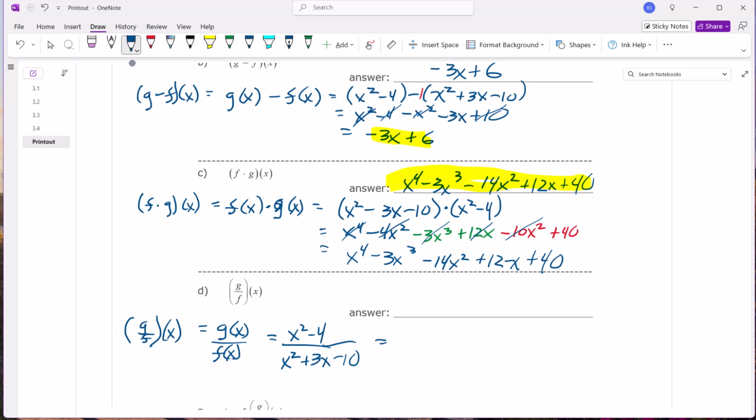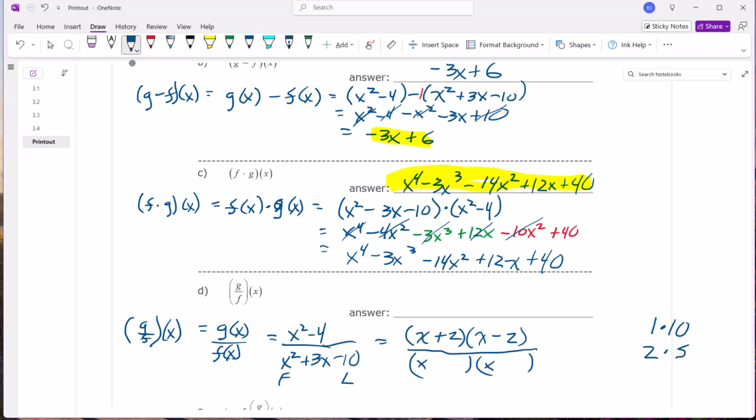So we need to factor. So the top is a difference of 2 squares. So you have x times x to get x squared. 2 times 2 to get 4. And then you have a plus minus when you factor a difference of 2 squares. Okay, next one goes like this. The first term is x squared, so that would be x and x. The last term is 10, so you're either going to work with 1 and 10 or 2 and 5.